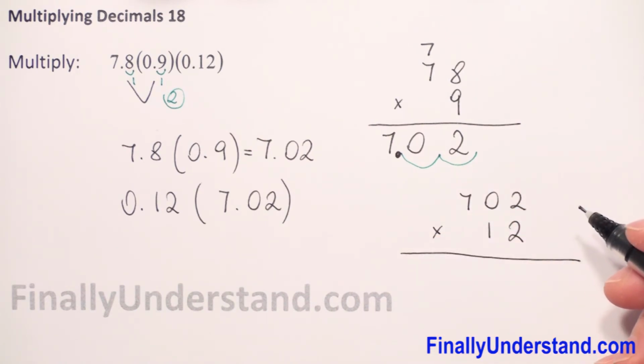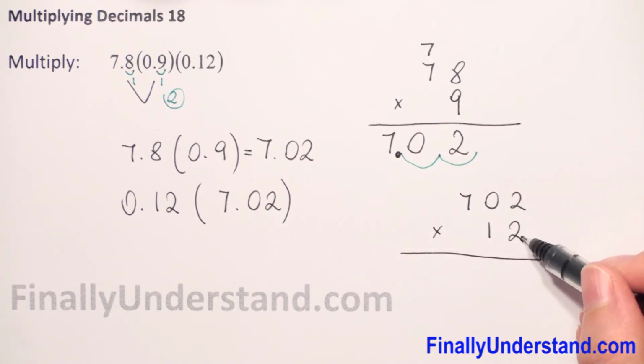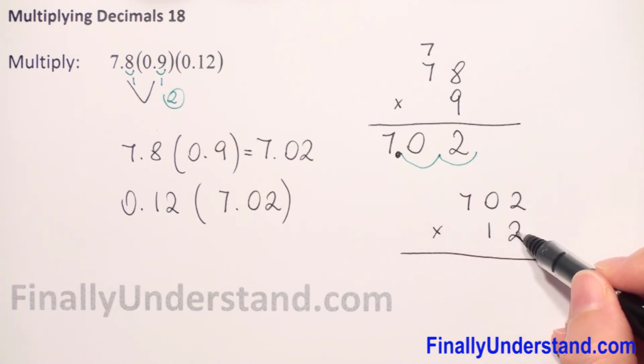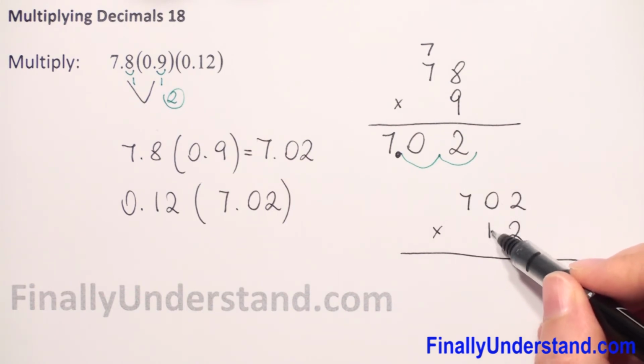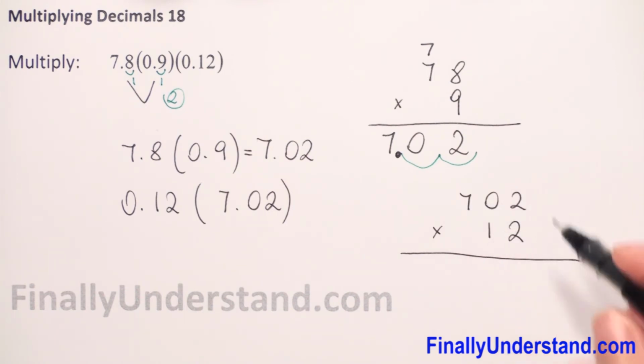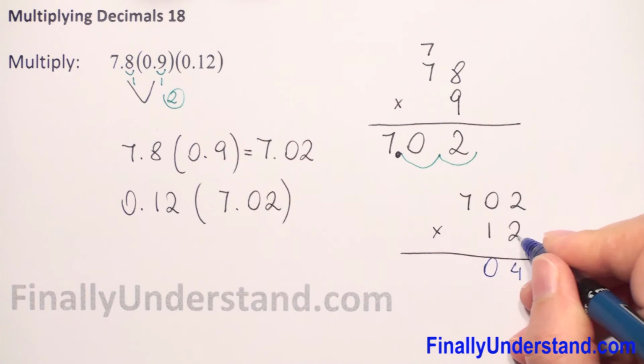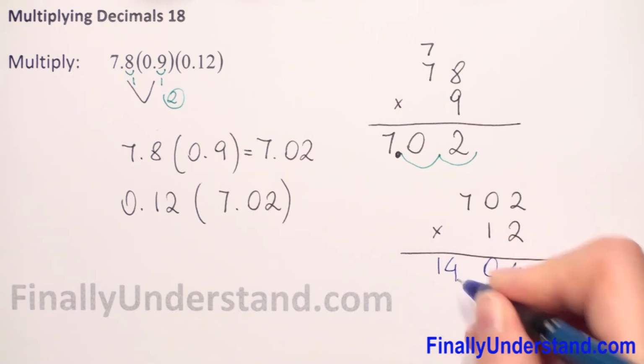How do we multiply whole numbers? We start from the last column and we go to the left. First we multiply every number in the first row by 2. Next, every number in the first row by 1. So first we have 2 times 2 is 4. 2 times 0 is 0. 2 times 7 is 14.